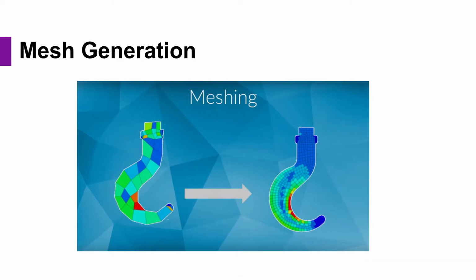The number of the mesh, or in better words, the mesh quality. Let's say I'm going to divide or discretize the hook into 1,000 pieces, and I will get the result. And now I'm going to increase the number of the mesh elements to 1,000,000 pieces. Which one do you think gives me a much more accurate result? Think about that.